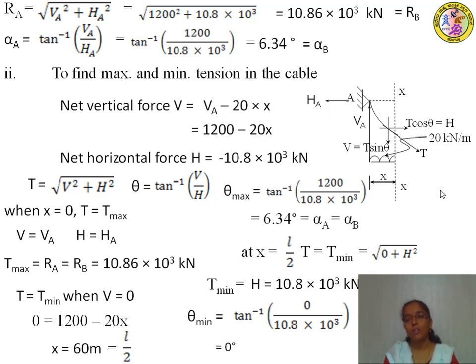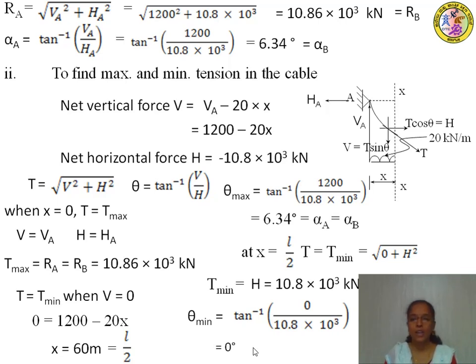Therefore the angle made by T with respect to horizontal will be 0. Therefore, theta max will be equal to alpha A and alpha B, and theta minimum will be equal to 0. So now we can conclude that maximum tension will always occur at the supports and minimum tension will always occur at the mid span.